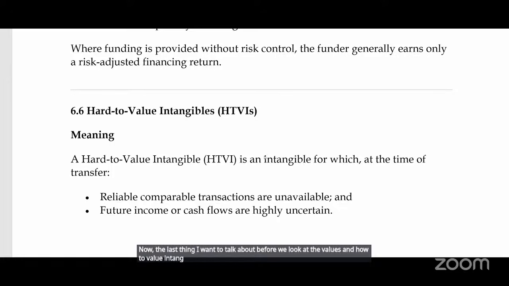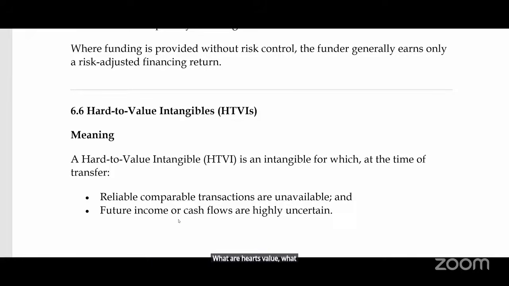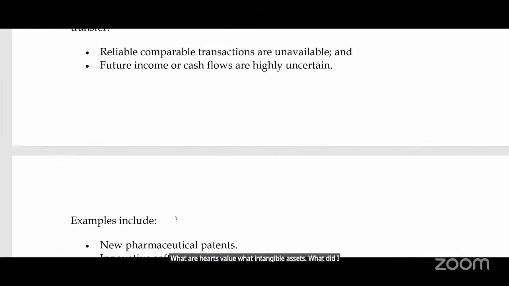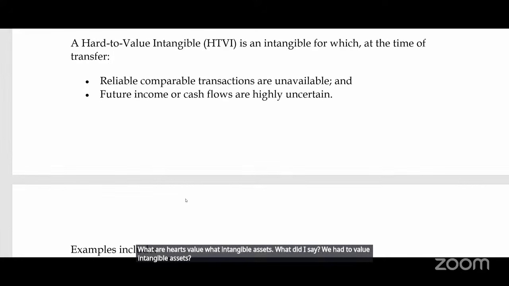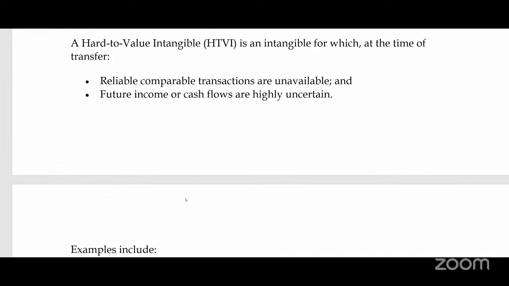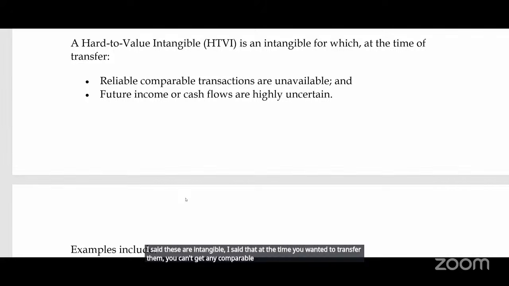Now, the last thing I want to talk about before we look at the values is how to value intangible assets. Sometimes there are intangible assets for which, at the time you are transferring, you can't get comparable transactions anywhere, and their cash flows are highly uncertain. So it's possible the examiner can ask you what are hard-to-value intangible assets. What did I say? These are intangible assets that at the time you wanted to transfer them, you can't get any comparable transactions to price. Are you getting it?